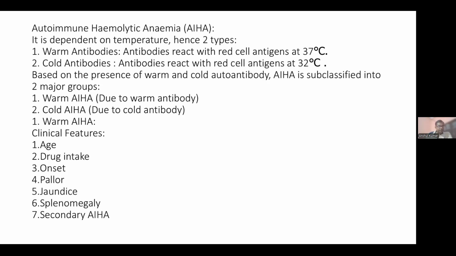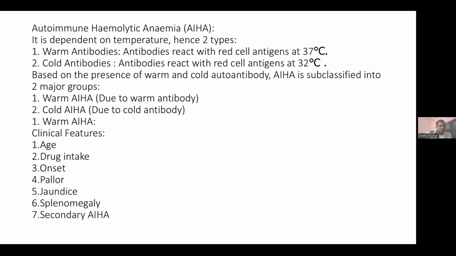Now, next is the warm autoimmune hemolytic anemia. The autoimmune hemolytic anemia is due to the presence of IgG antibodies which react with red cells at body temperature of 37 degrees centigrade. This is the most common autoimmune hemolytic anemia, comprising 70 to 75% of adult cases. Now, we know that the body temperature is 37 degrees centigrade, so 70 to 75% of cases of autoimmune hemolytic anemia are warm autoantibody cases.